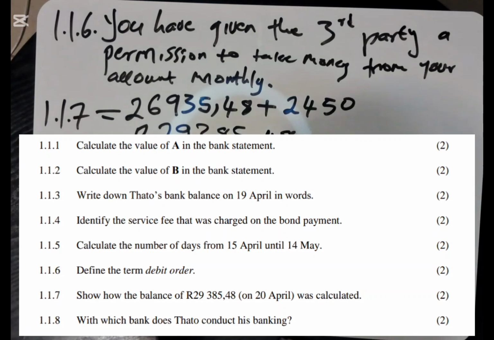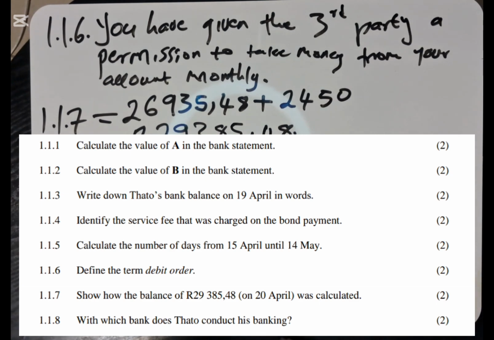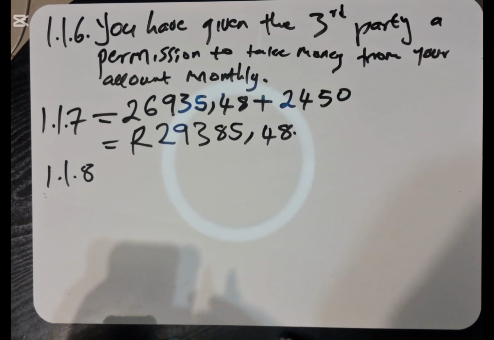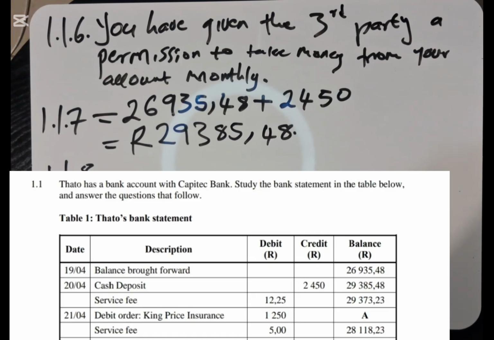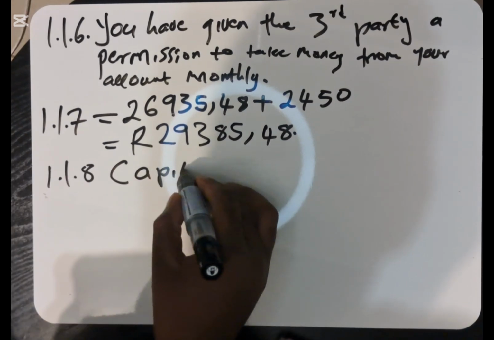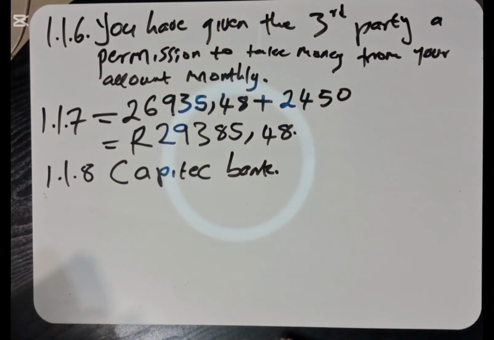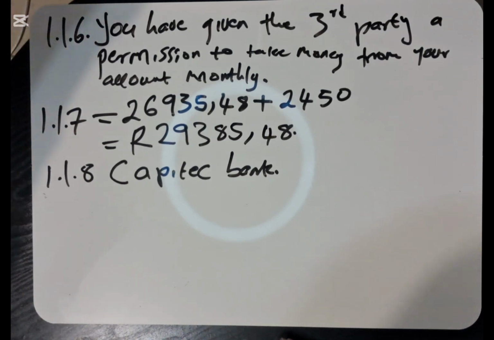The next question, 1.1.8, says, with which bank does Tato conduct his banking? We go back to the statement. It says that Tato has a bank account with Capitec. The answer here is Capitec Bank. That is the answer for 1.1.8. This is question 1. Let's move to the next question.